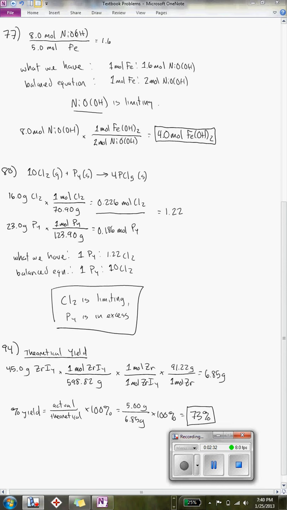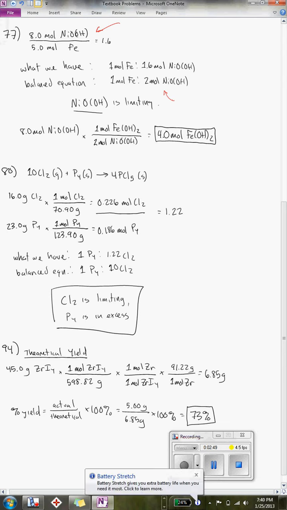You can determine what your limiting reactant is by comparing what you have, so again, this is what you have, you were given that in the problem, to the mole ratio from your balanced equation. So in this case, we're starting with 8 moles of this NiOOH and 5 moles of iron. So you can figure out the ratio of iron to NiOOH. We can think of it as we start off with 5 moles of iron to 8 moles of NiOOH.